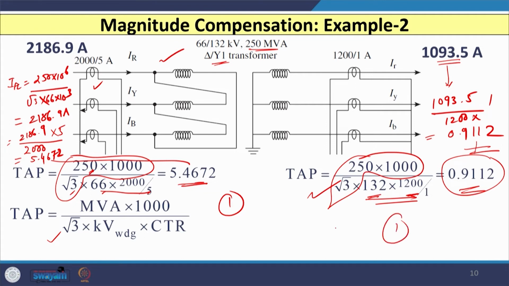So, whether we consider a change in the primary side of the current or the secondary side of the current, even if both are entirely different, we will still get the appropriate magnitude compensation in the case of a digital relay.